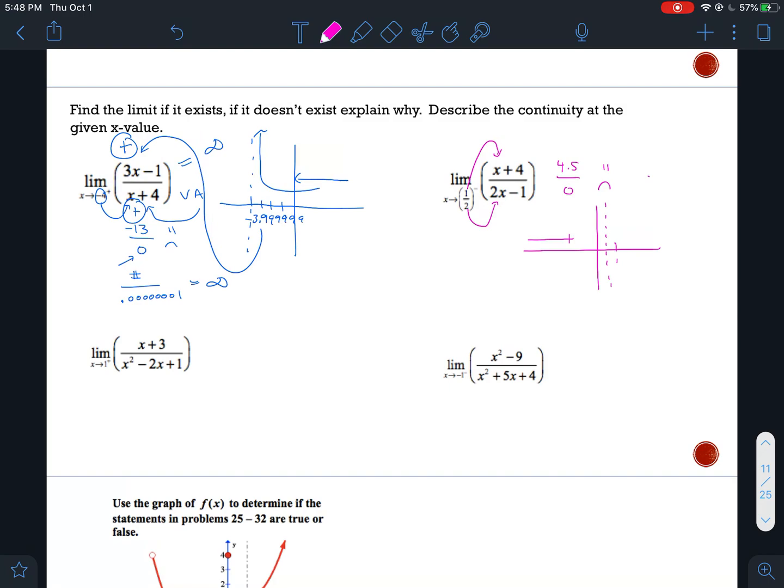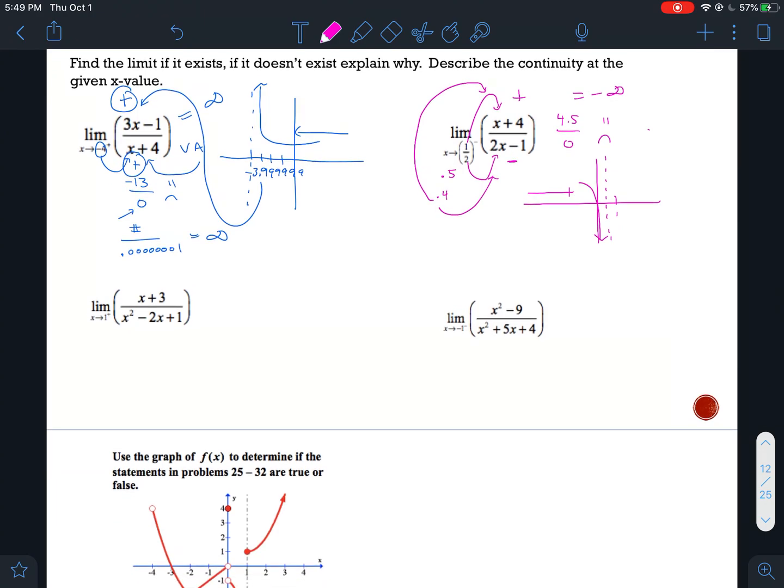So we're going to pick a number that's on the left side of 1/2. A number on the left side of 0.5 could be like 0.4. So what happens if I took 0.4 and plugged it in? If I plugged it in the numerator, I'd get a positive answer. If I plugged it in the denominator, 2 times 0.4 minus 1 is negative. So I get a positive over a negative, which is a negative. So that means as I'm approaching the vertical asymptote on the left side, it's going to shoot down to negative infinity.